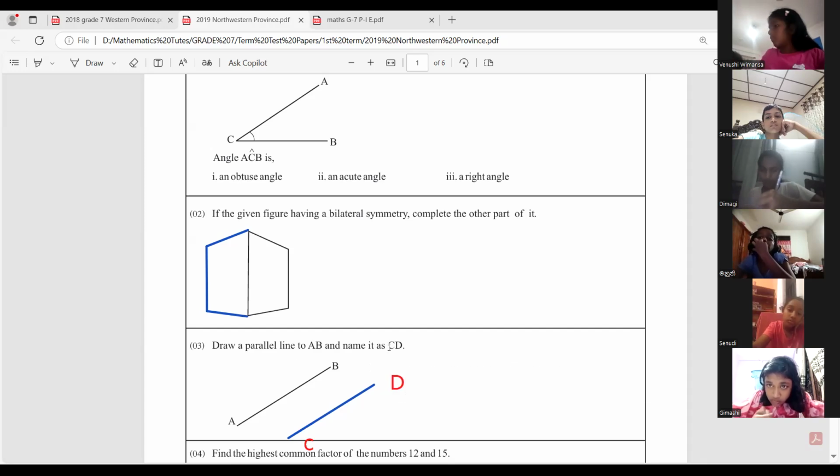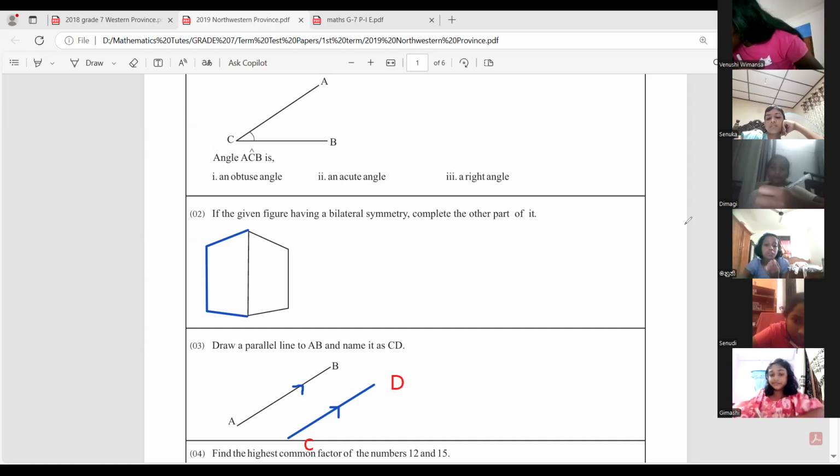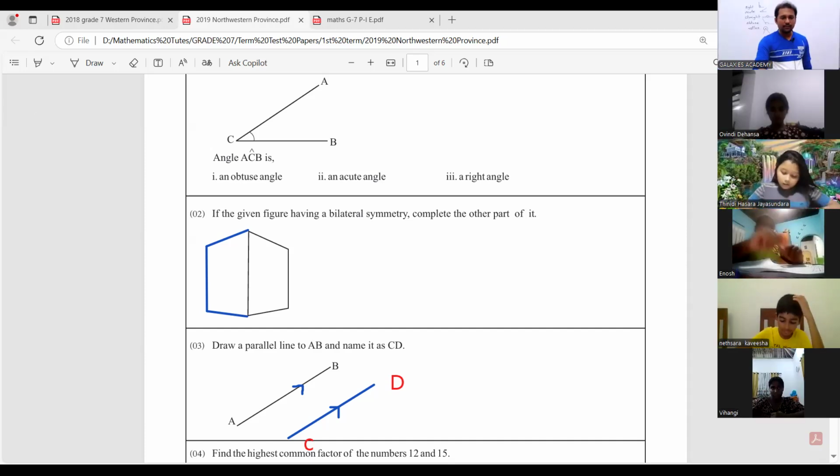Then how can you mark the parallel? Using symbols, you can mark the parallel. Do you remember the parallel marking method? Yes, sir. You have to use arrowheads on the straight lines. You can use arrowheads like these. Then it represents parallel lines, right? This is the answer for the third one, right? Is it okay? Then let's go to the fourth question.